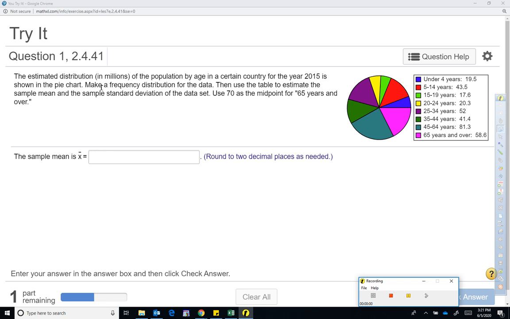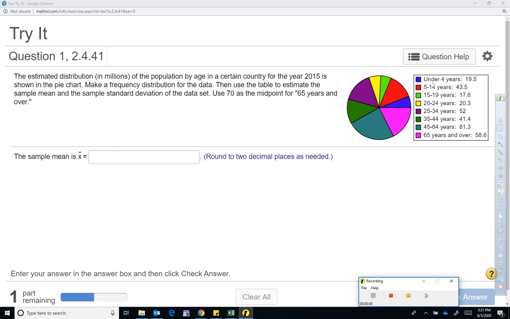Okay, problem number 41, section 2.4 from the textbook. The problem states: the estimated distribution in millions of the population by age in a certain country for the year 2015 is shown in the pie chart. Make a frequency distribution for the data. Then use the table to estimate the sample mean and the sample standard deviation. Use 70 as the midpoint for 65 and over.